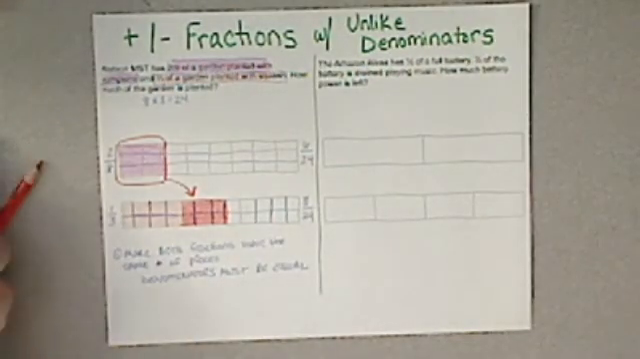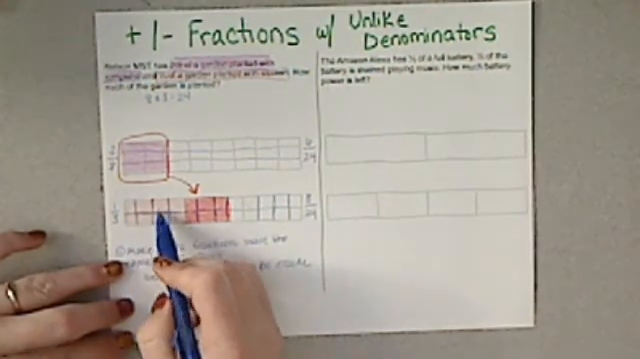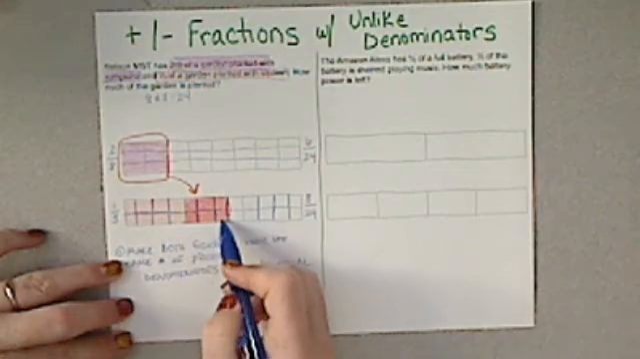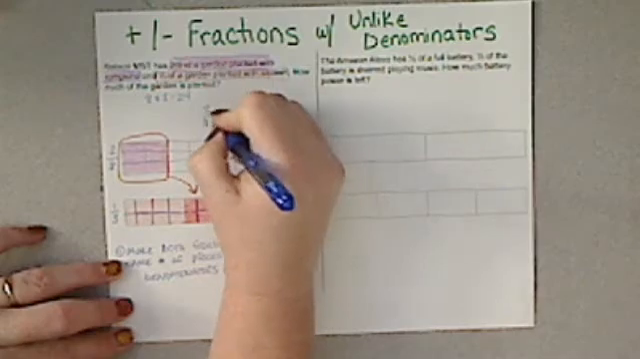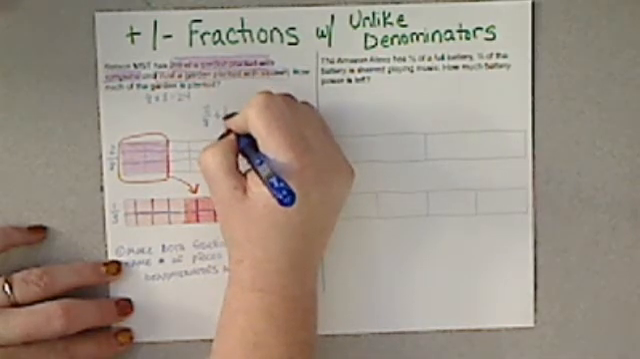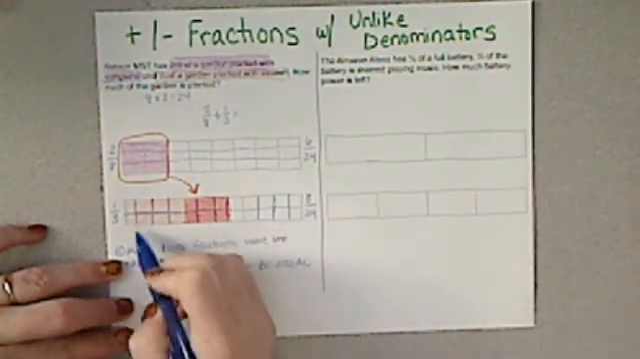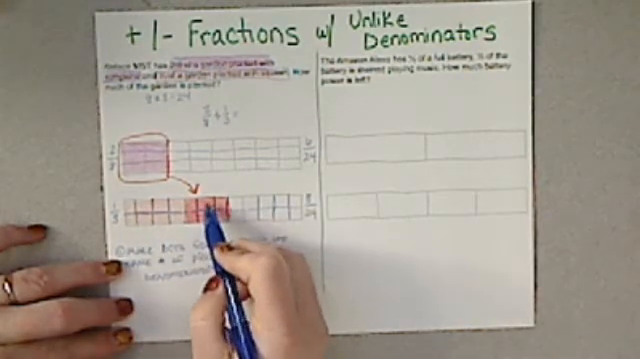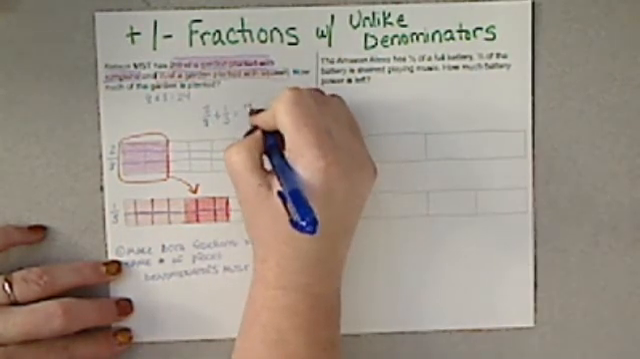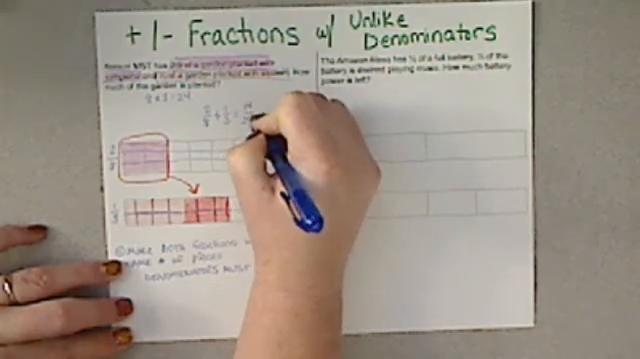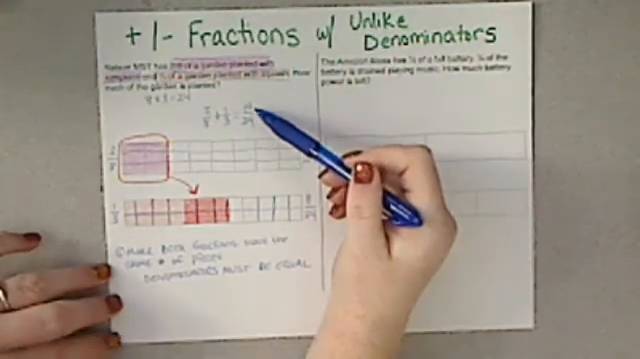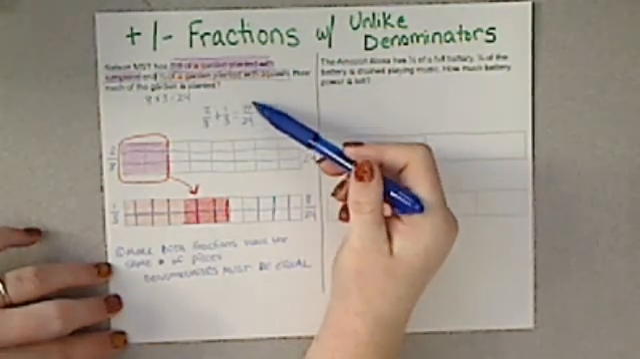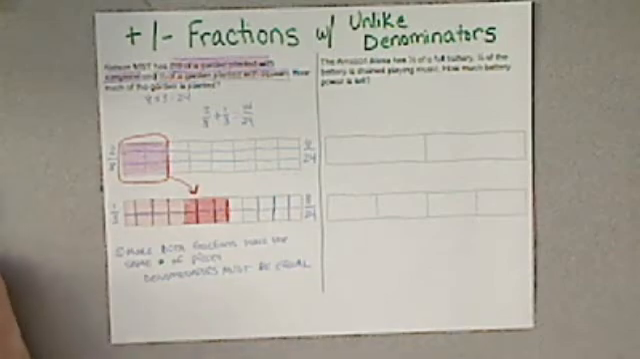And now I can count them. 2, 4, 6, 8, 10, 12, 14. So 2/8 plus 1/3 equals 2, 4, 6, 8, 10, 12, 14 out of 24. And because we can reduce this fraction, we can simplify it, I'm going to go ahead and do so.